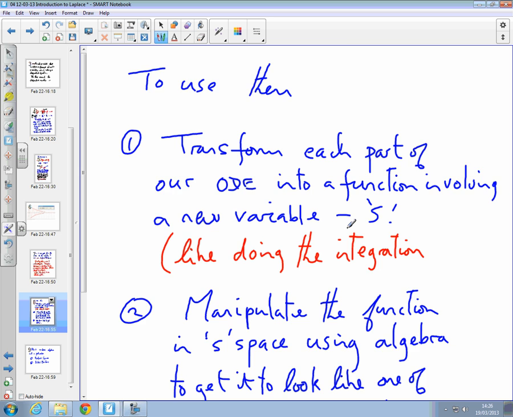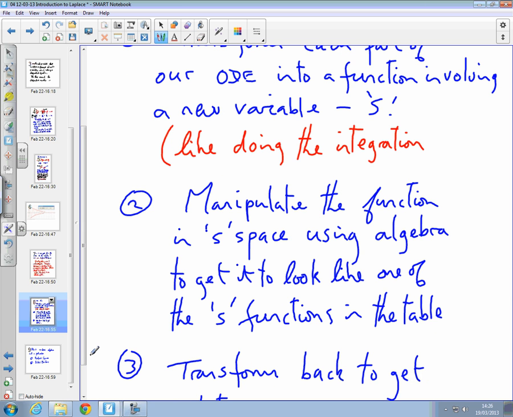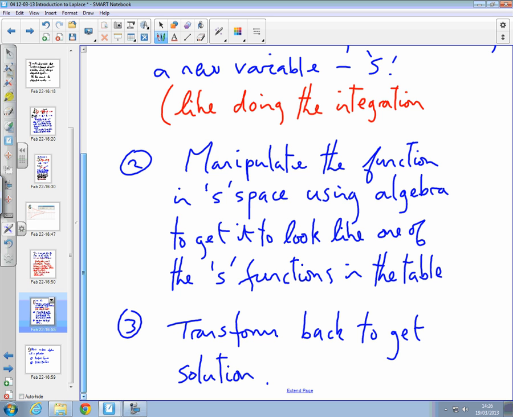And then we manipulate the function in s space, like playing around with the integral, using partial fractions or something like that, to get it to look like a standard integral. Now we play around with this thing using algebra to get it to look like one of the s functions that we'll see in a table. So you get a table of these things. We get it to look like one of them. And then we can transform back and write down our solution. And that's what we're going to do.